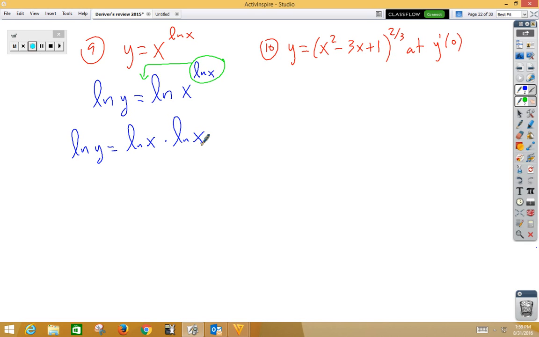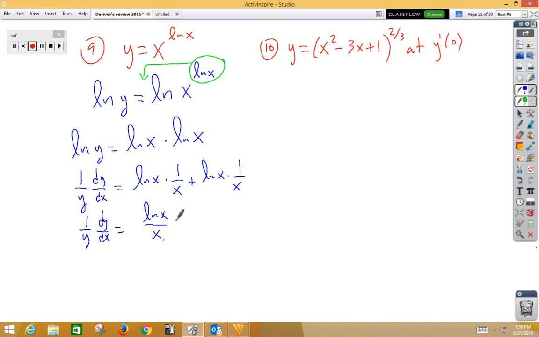On the left side, now we have implicit differentiation. So natural log of y, 1 over y dy dx. On the right side, we can think of this as product rule if we want. I think I will. First times derivative of the second plus the second times derivative of the first. So I've got 1 over y dy dx is equal to the natural log of x over x plus the natural log of x over x.